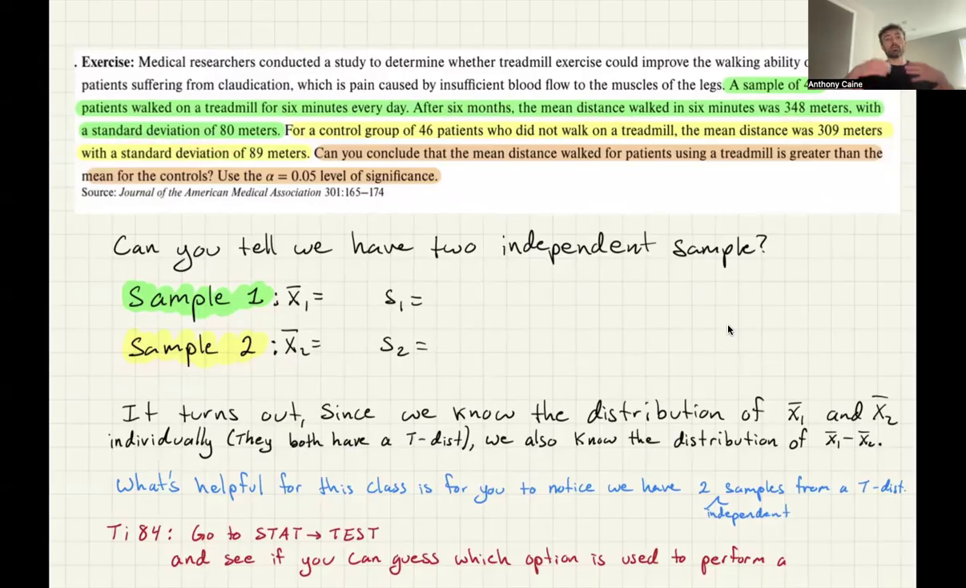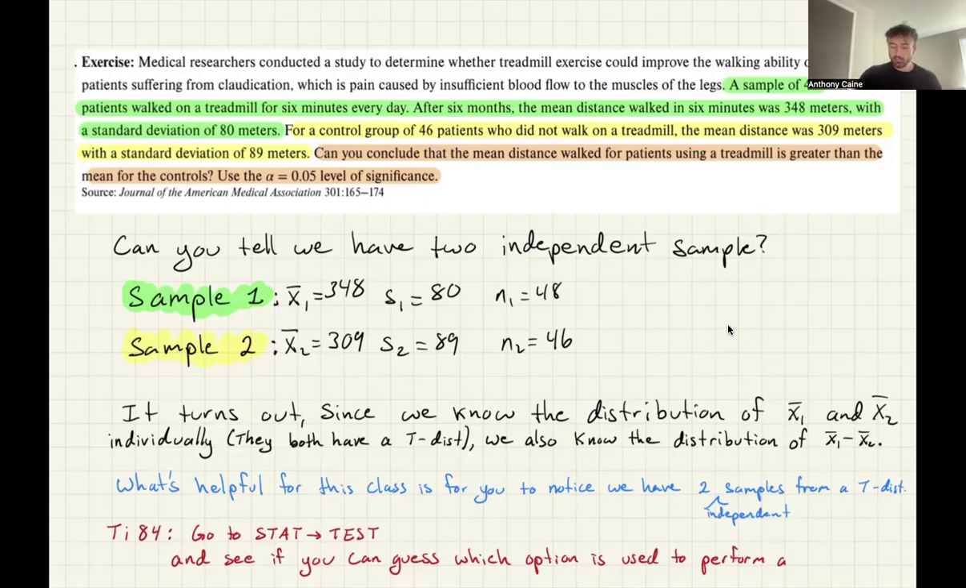So they are describing this population, this group of patients who did the walking. And in that sample, the average distance, the mean distance walked in 6 minutes was 348 meters with a standard deviation of 80 meters, right? Then there's a separate group, an independent group. There's a control group. Oh, maybe I should actually say, so how big was this first group? It was 48 patients. How big is the second group? They say it's 46 patients. And they have a mean distance of 309 on the treadmill with a standard deviation of 89, right? Can you conclude that the mean distance walked for patients using a treadmill is greater than the mean for controls? Okay, cool.